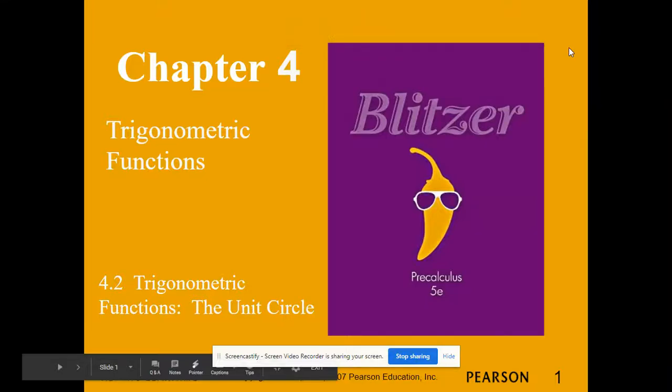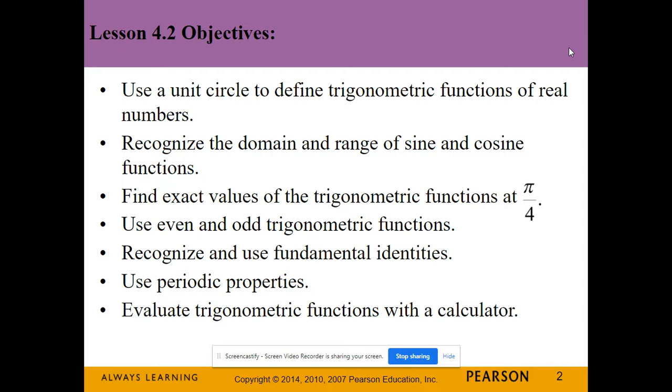Welcome to lesson 4.2. We're going to look at trigonometric functions, specifically using the unit circle. So we mentioned the unit circle in 4.1. We're going to look at that specifically in this lesson. A lot of objectives. So we're going to hit a bunch of things in this lesson.